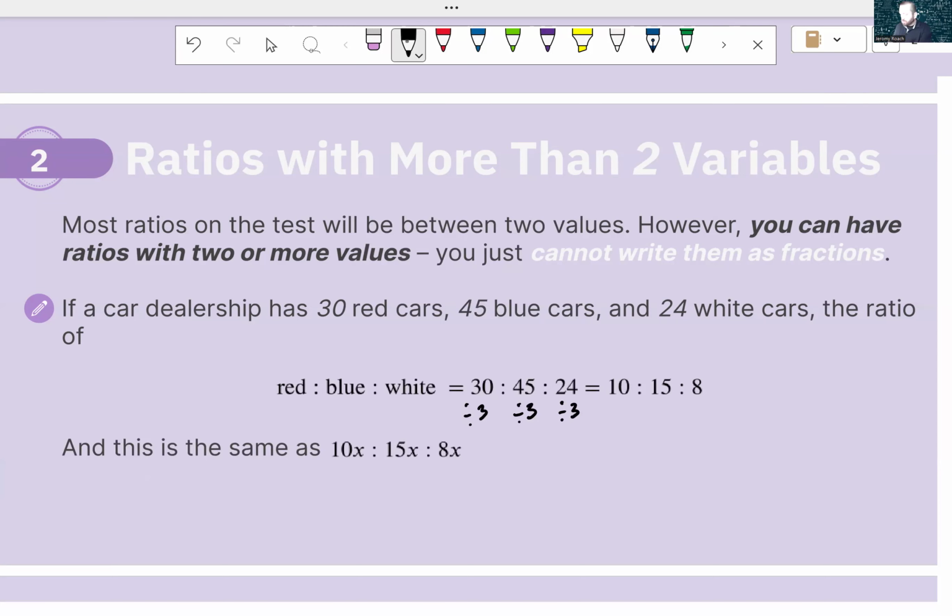We can also express this like 10x, 15x, and 8x. That's just another way that you can write a ratio with variables if you need to.